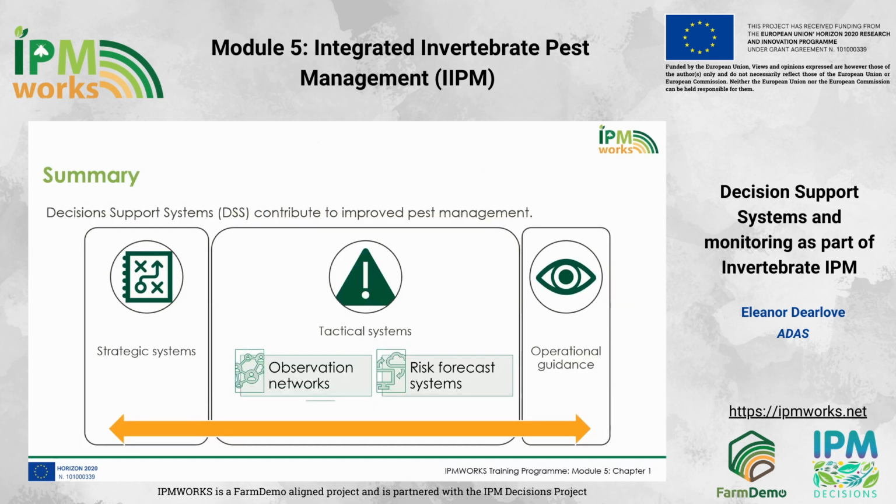Decision support systems help growers and agronomists to recognise, understand and interpret the risks and associated management options for crop pests. There are a range of systems available and all should be used with care and in the context of crop monitoring observations to ensure that effective decision making as part of an IPM strategy is taken.